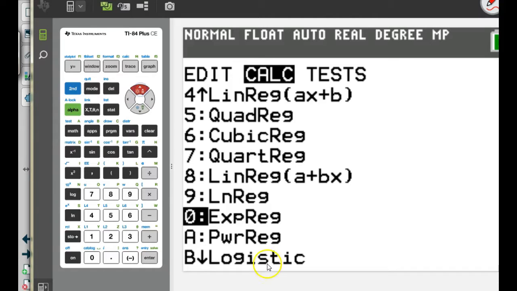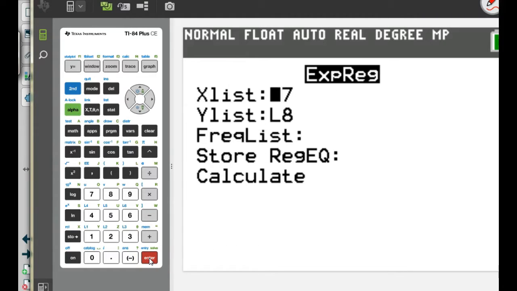Yeah, it's this exponential regression. Everybody find it? Stat, right arrow, down until you find exponential regression. Okay. We need list 1 and list 2, if it doesn't already say that.